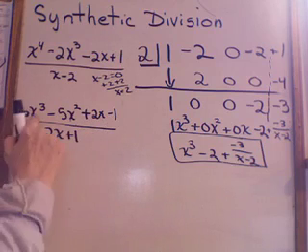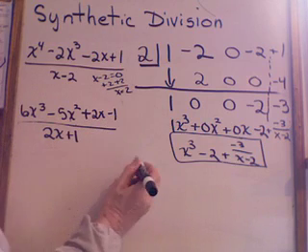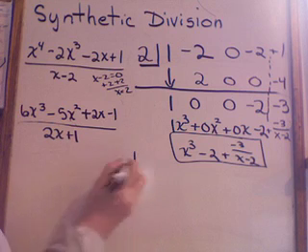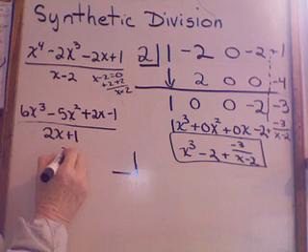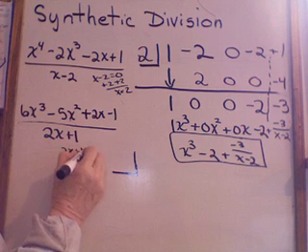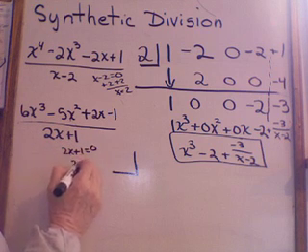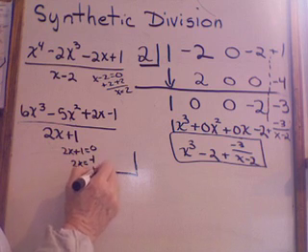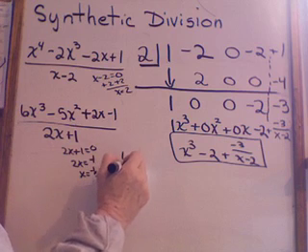All right, let's do one more. Let's do this one. Okay, how do I find the number that goes in the little box? Do you remember? Take this: 2x plus 1 equals 0. Solve it. 2x equals minus 1. x equals minus 1/2. So I put minus 1/2 here.